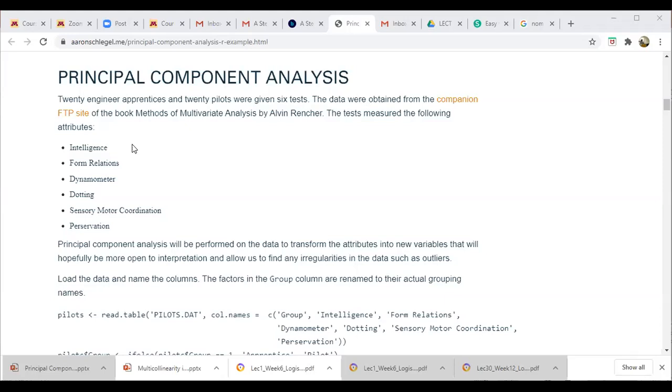The tests measure the following attributes, the 6 tests that I talked about: intelligence, form relations, dynamometer, dotting, sensory motor coordination, and perseveration. Okay. Now, if you take a look at this, we're going to have a lot of data. Now, let me show you the data set right here. You're going to see the data set right now.